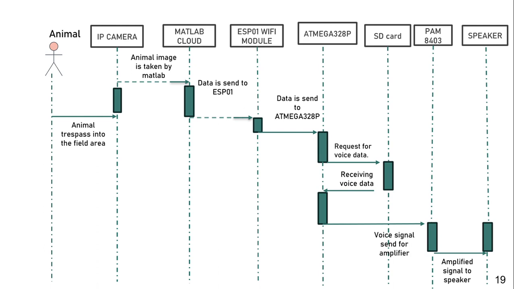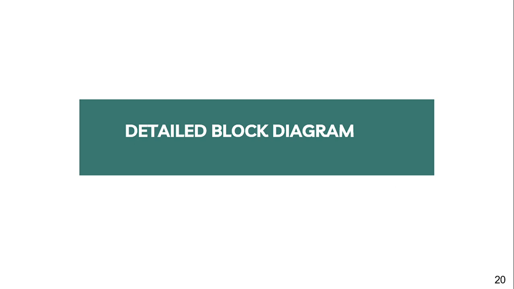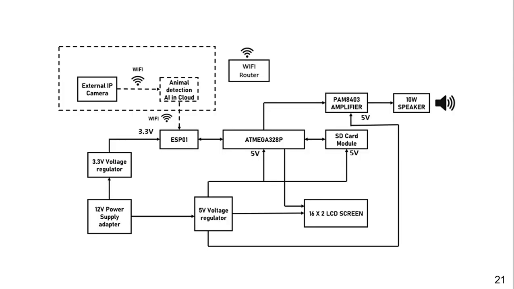After it is sent to the Atmega 328P, it is then sent to the amplifier module for amplification. After the amplification is done, it is played in such a way that it can deter the animal away using the 10 watt speaker. Now this is our detailed block diagram.